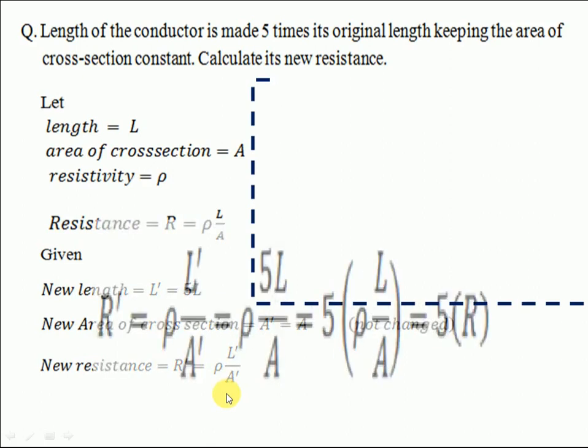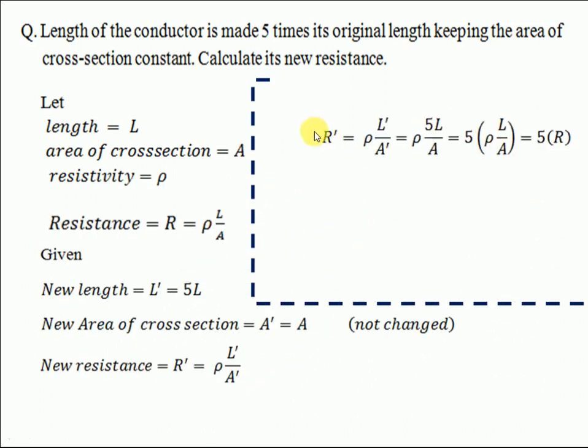So now I'll put the values. See, R dash is equal to rho, I'm keeping it that way only. Instead of L dash, I'm putting 5L, because L dash is 5L, and instead of A dash, I'm putting A, because I'm not changing the area. So I'll take this 5 out and I'll keep everything else in the bracket.